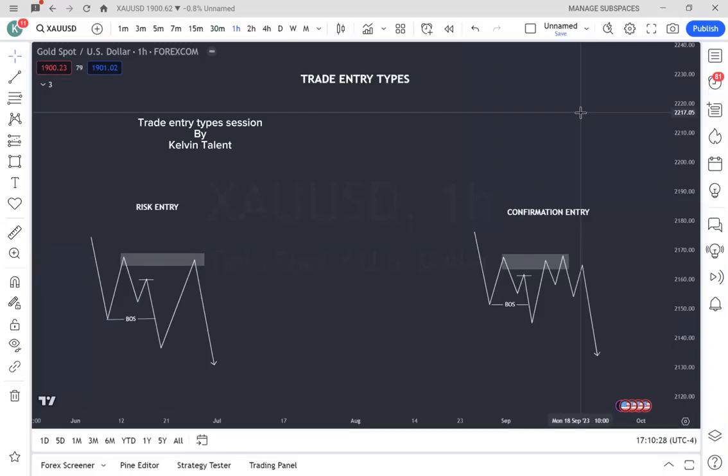Welcome to today's video. So today we're going to be talking about trade entry types. I'm going to make this video as short as possible. So let's just start with the risk entry.